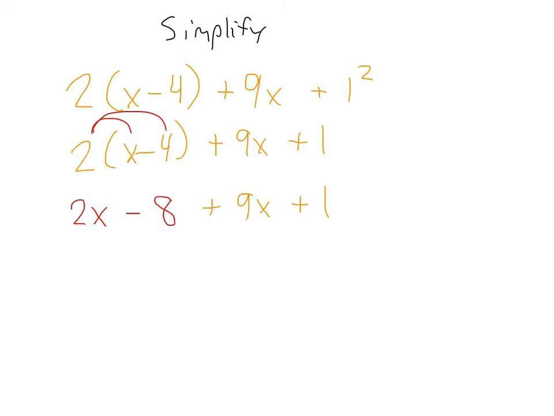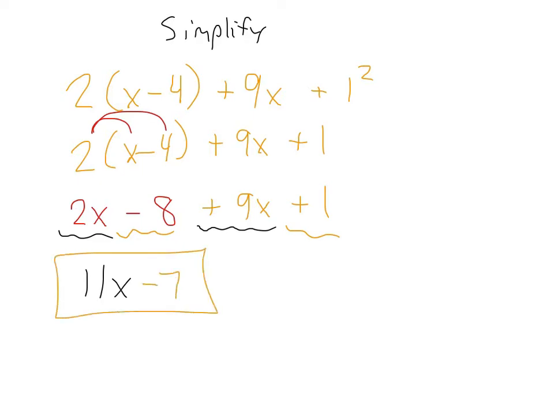So now that I've gotten everything out of the parentheses, I like to treat parentheses kind of like prisons. A lot of times we want to break them out of prison. Okay, we've done that. Now I can combine like terms. So what are my like terms? I have a 2x and a positive 9x, so that gets me a positive 11x. And then I have a negative 8 and a 1. Negative 8 plus 1 is going to get me negative 7. And 11x minus 7 would be your final answer.